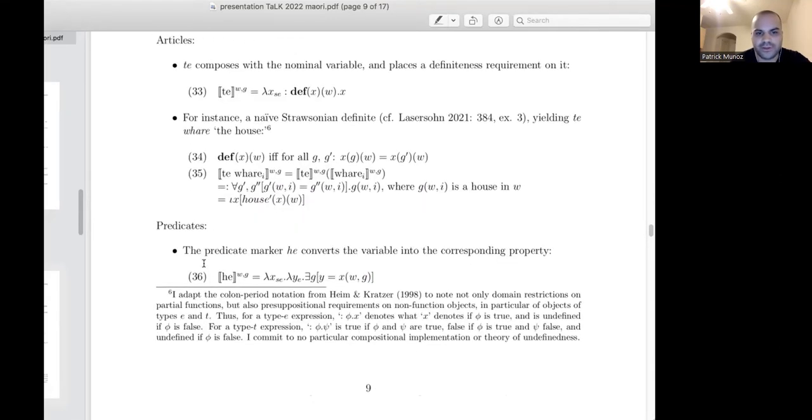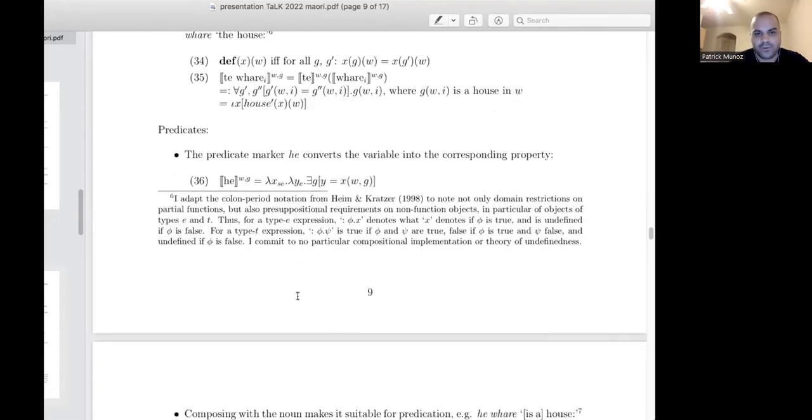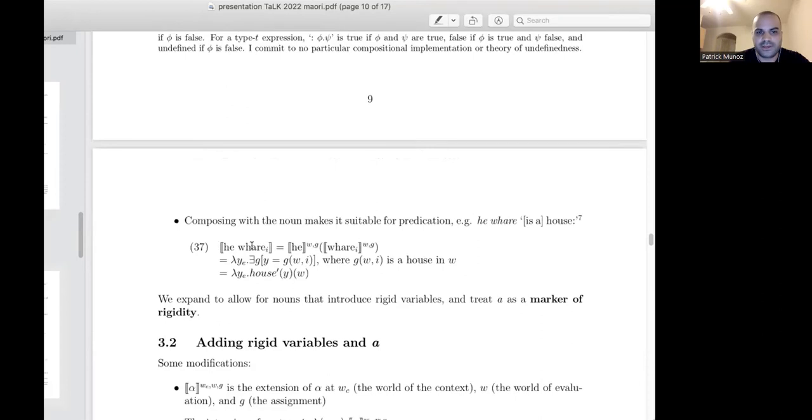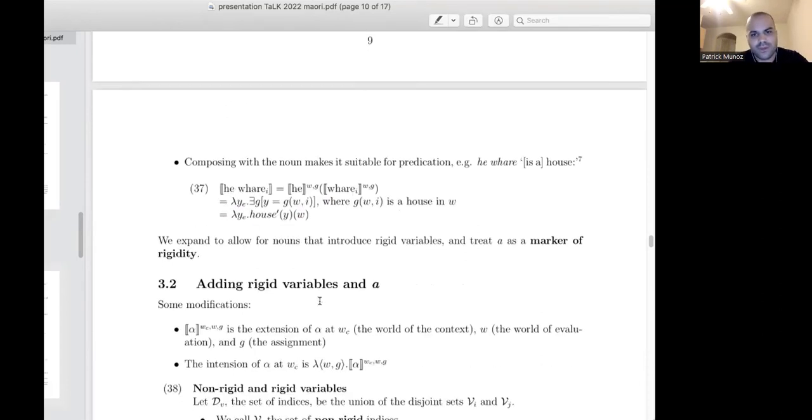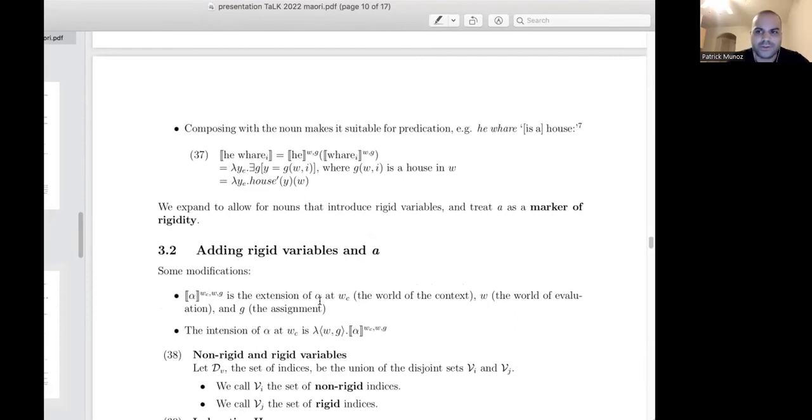You then get predicates by having the predicate marker operate on the variable, giving back the property of there being some assignment that maps to that individual at the world, which is going to get you things like he fare, meaning the property of being a house, right? There's no real formal problem with treating nouns as type E. You just kind of reverse the order of composition, right?